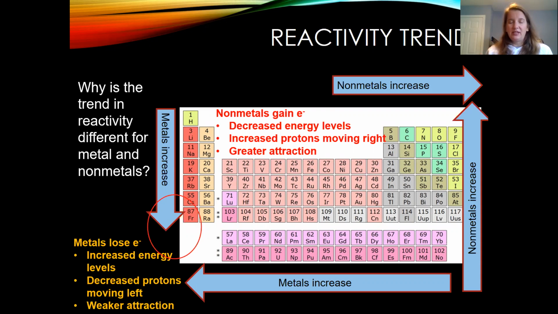Whereas the non-metals are gaining electrons, so their trend increasing up and to the right is based off of the fact that they're going to gain electrons. When we go up the periodic table, we're getting fewer energy levels, and as the distance decreases, the attraction increases. And we have more protons in the nucleus, and as we said, more protons means a greater nuclear charge. So both of those factors result in a greater attraction, meaning this corner over here has the greater attraction compared to this corner in the lower left.